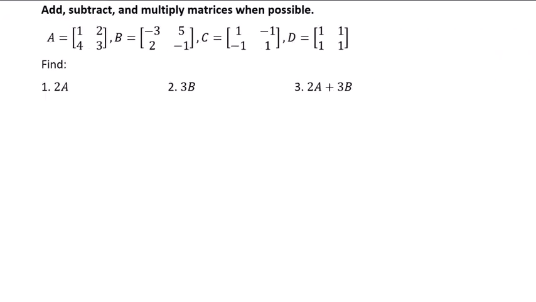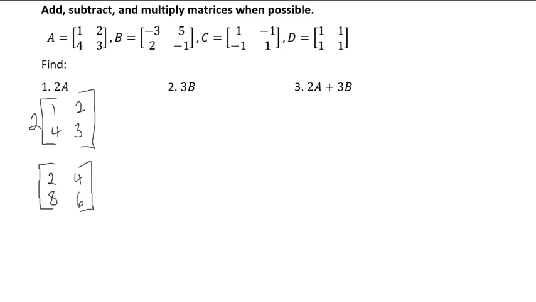All right, so we are given four matrices here, A, B, C, and D. And in our first example, we're asked to find out what 2A is. Well, 2A is what we call scalar multiplication. So you have a 2 in front of your A. And with this, all you're going to do is multiply each term by 2. So 1 becomes 2, 4 becomes 8, 2 becomes 4, and 3 becomes 6.